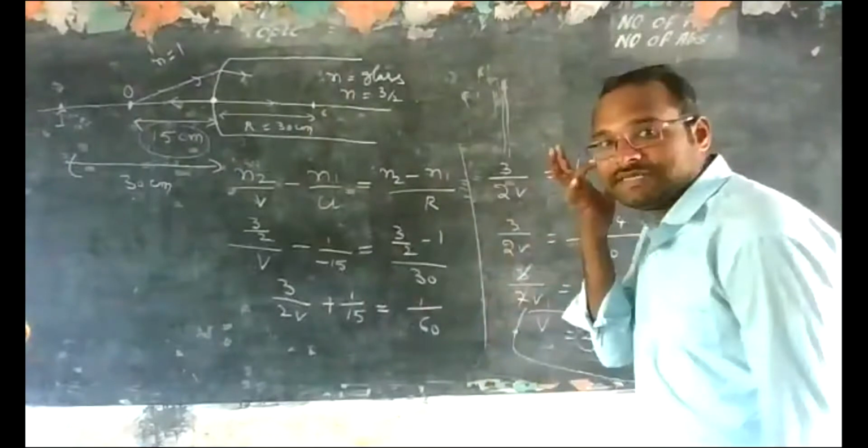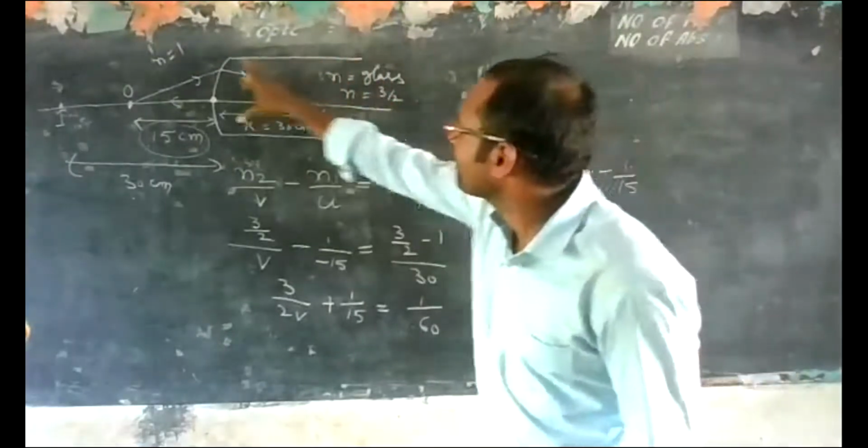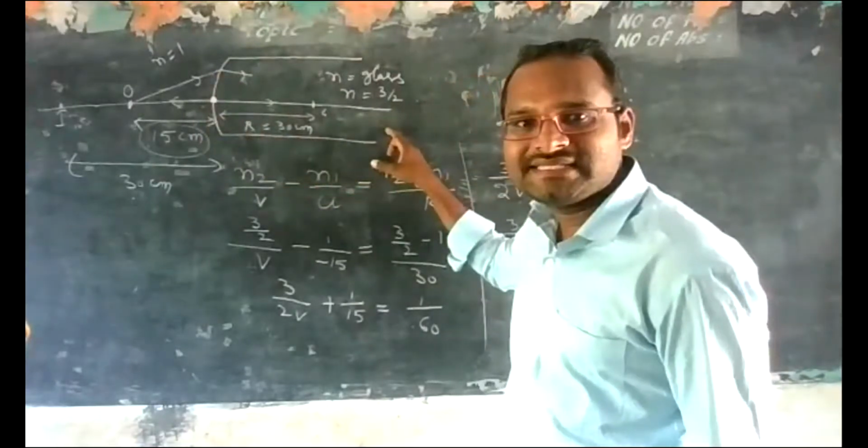See here, one glass rod is given whose refractive index is 3 by 2 and radius is 30 centimeter. Object is placed at 15 centimeter from its curved surface. Where will the image form? V value we need to find. So the formula is N2 by V minus N1 by U is equal to N2 minus N1 by R. This is the formula we need to use here.